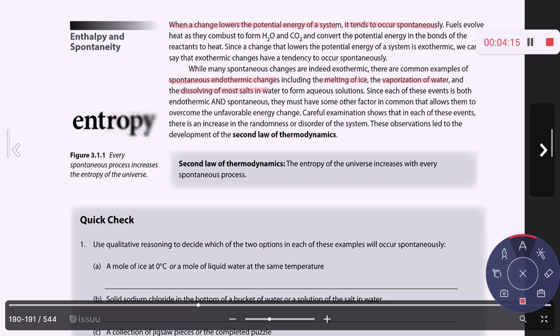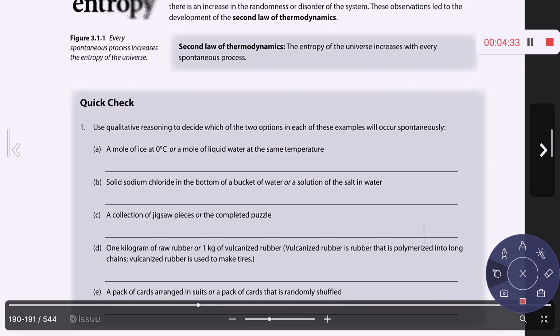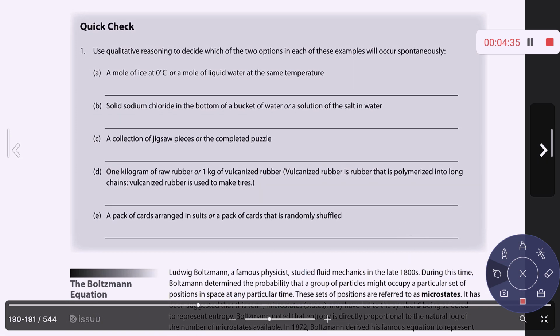So if you take a look, then there's going to be an increase in randomness or disorder. And this is what led to something called the second law of thermodynamics, which says that entropy of the universe increases with every single spontaneous process. Now let's take a look at the quick check. We're going to use reasoning to decide which of the two options in each example will occur spontaneously.